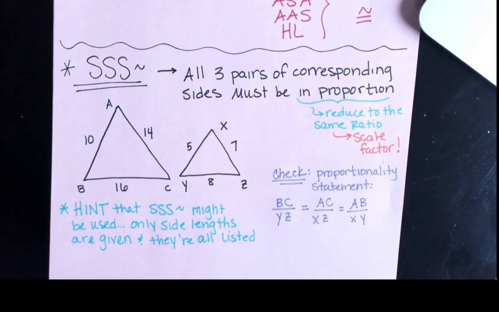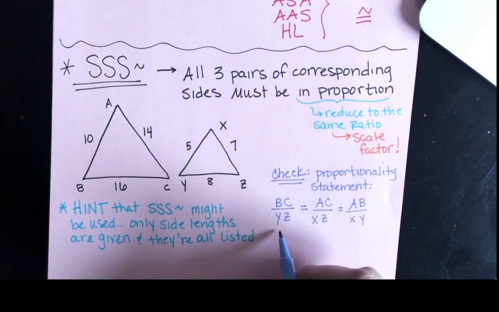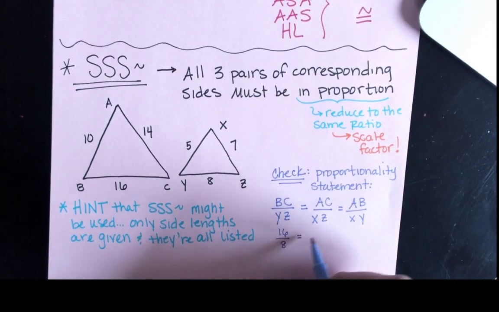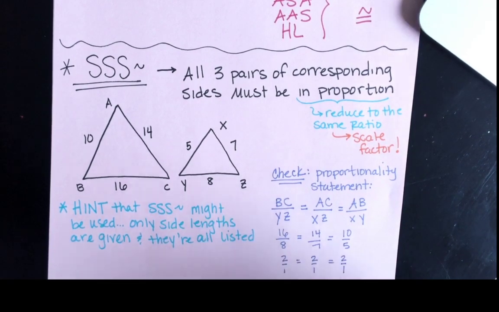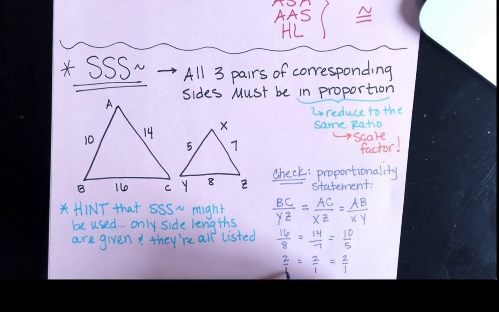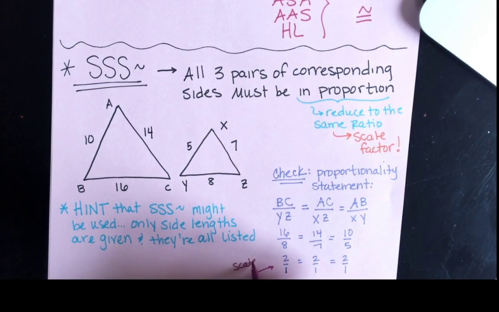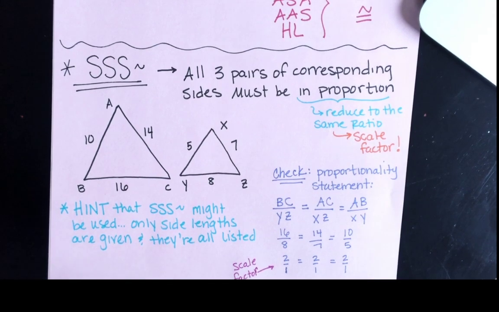So we have to worry about our proportionality statement. And then when we fill everything in, 16 to 8, 14 to 7, and 10 to 5 shows us that everything is truly a 2-to-1 scale factor. And because it all shares the same scale factor, this is side, side, side.